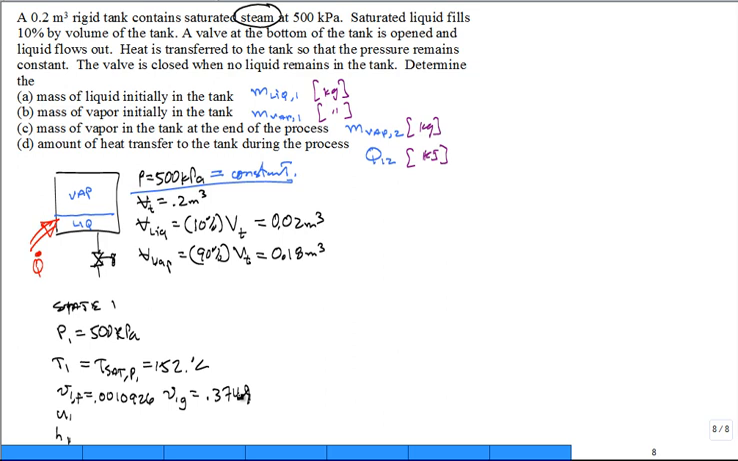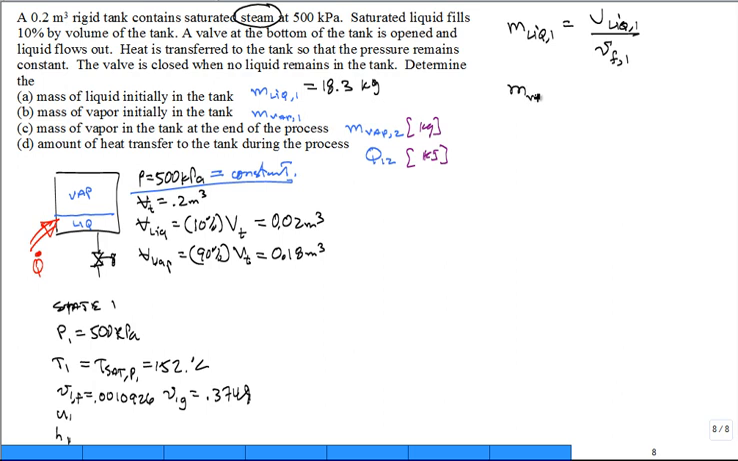At this point, we can solve for the mass of liquid initially in the tank. Let me try and do it up here. The mass of liquid initially in the tank is the volume of the liquid in the tank at state 1 divided by the specific volume of saturated liquid at state 1. And when I run that number, the mass of the liquid in the tank comes out to be 18.305 kilograms. 18.3 kilograms.